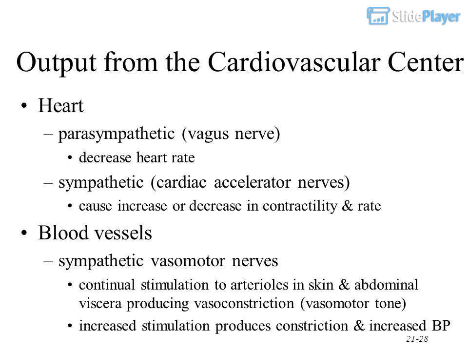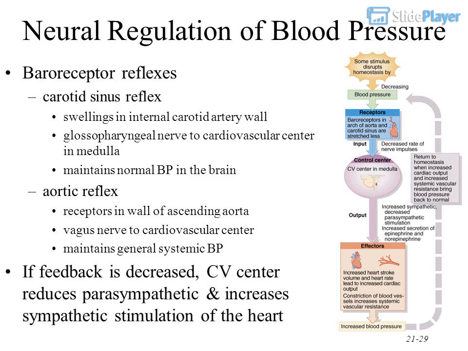To the heart: parasympathetic, vagus nerve, decreases heart rate. Sympathetic cardiac accelerator nerves cause increase or decrease in contractility and rate. To blood vessels: sympathetic vasomotor nerves provide continual stimulation to arterioles in skin and abdominal viscera, producing vasoconstriction, or vasomotor tone. Increased stimulation produces constriction and increased BP. This is neural regulation of blood pressure.